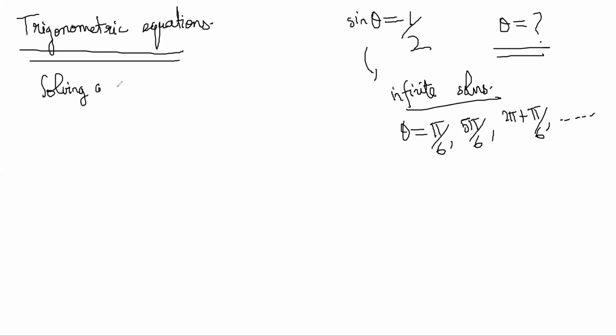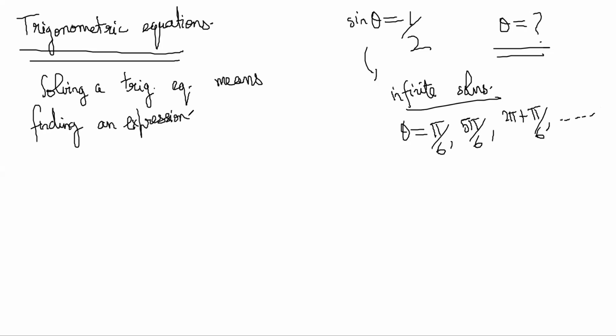So, solving a trigonometric equation means finding an expression for all possible roots, all possible solutions, not just finding a specific angle. It is very easy to say, I know one angle, but what you have to do ultimately is find all possible solutions, not ignore some solutions, right? So what we will learn is how to write the general solution of this.